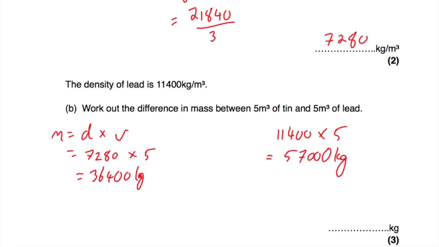And now we've been asked to work out the difference. We just need to take these away. So we take the 36,400 away from the 57,000, so 57,000 take away 36,400 is equal to 20,600 kilograms, and that's it.